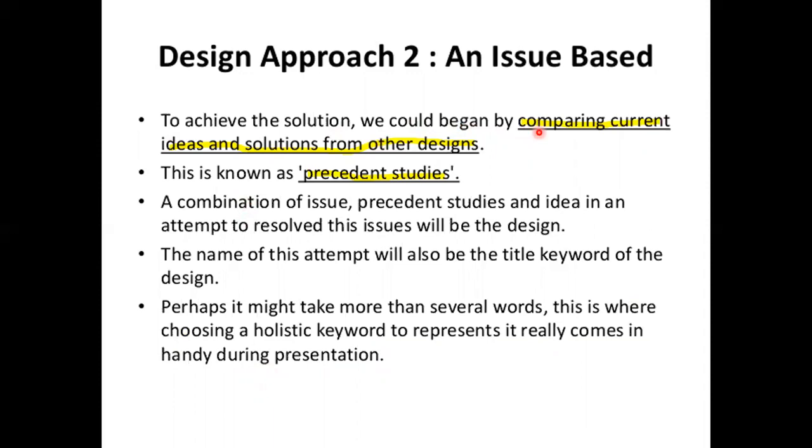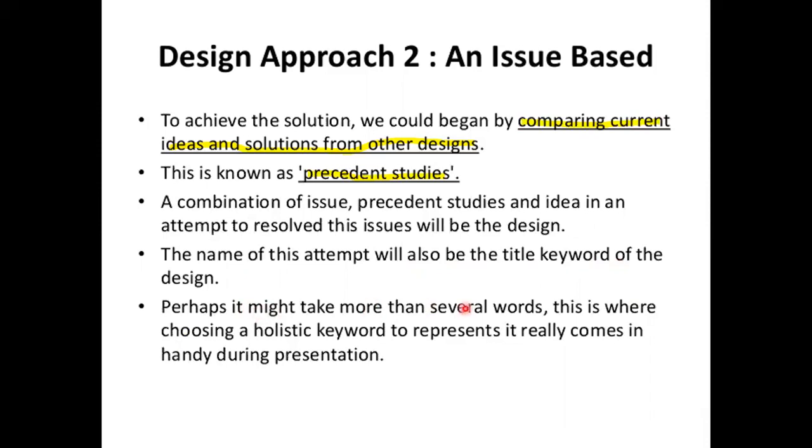We can also compare current and previous ideas with the current proposed solution. To study the previous studies or case studies, also known as precedent studies, it's a combination of issue, precedent studies, and idea in an attempt to resolve a particular issue with the help of design. The name of this attempt will also be the title. The keyword of the design will be here; the keyword is the issue, the faced problem.